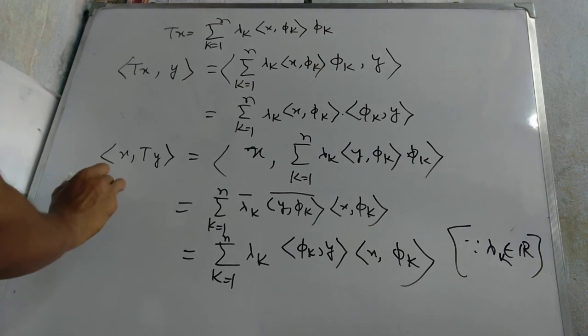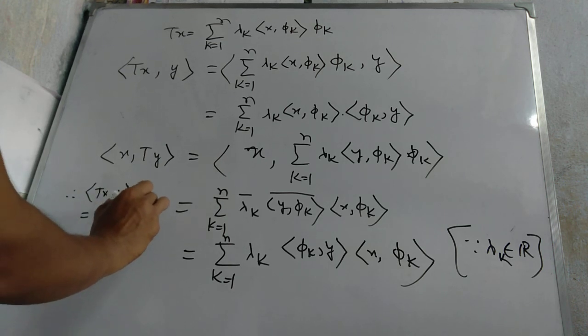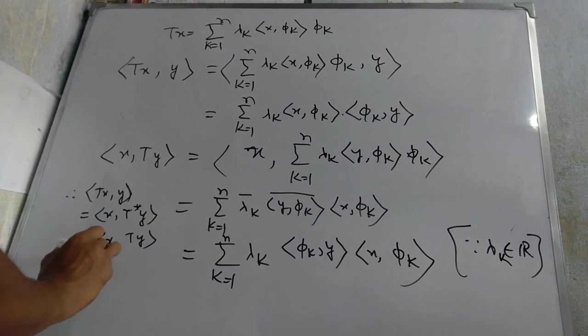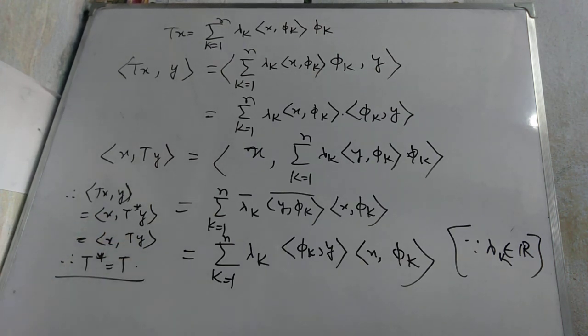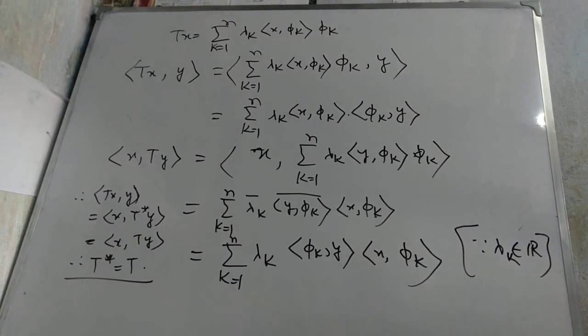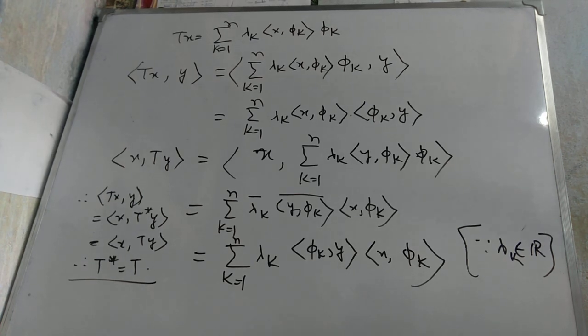That means inner product of Tx with y equals inner product of x with T star y, which equals inner product of x with Ty. Okay, so T star equals T, that means the adjoint of T equals T. So today we discuss this portion. Now we also have some portions left, one important theorem and also one definition. This one we also talk about in the next class. Okay, so today we stop here.